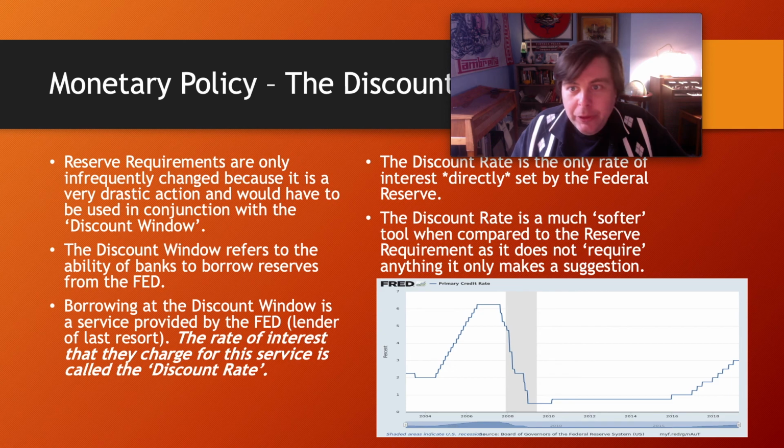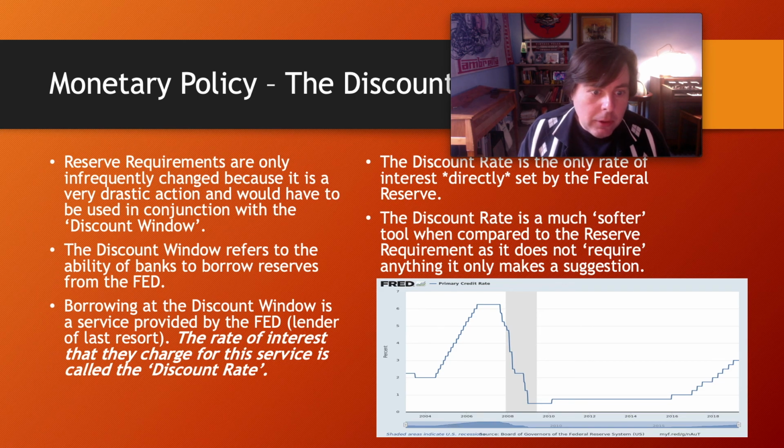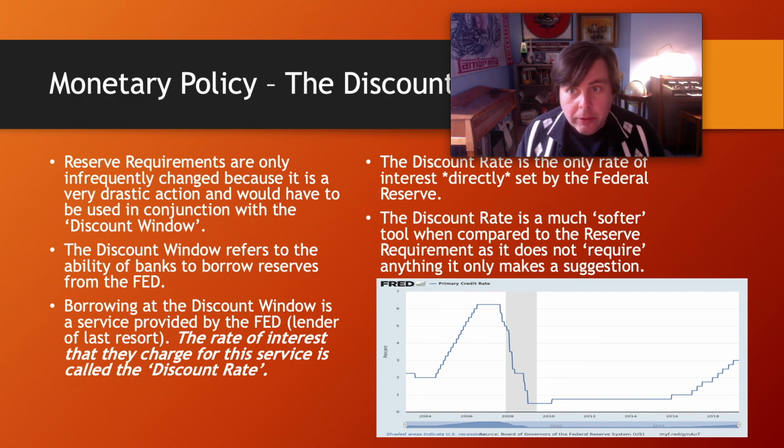So the discount window refers to the ability of banks to borrow reserves from the Fed in the event of them needing to do so. Now, that is a service of the Fed, and so the Fed charges for that service, and they refer to that as the discount rate. You can find the discount rate, or the primary credit rate as it's referred to there, of course, at the Fed, or you can search it at the Fed site, or you can find out what that is in whatever time period you're watching this.